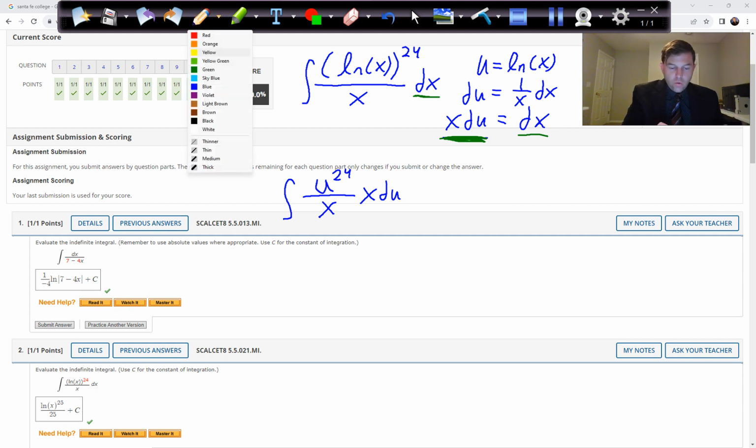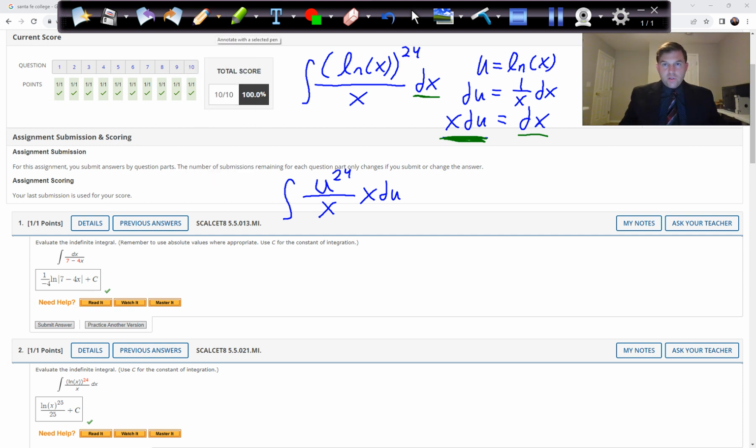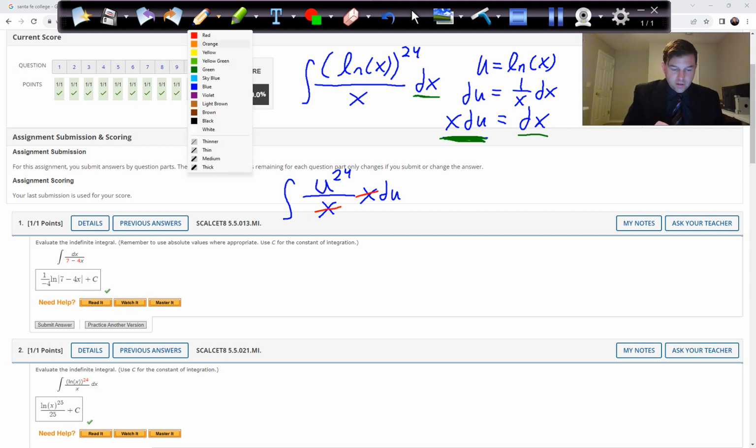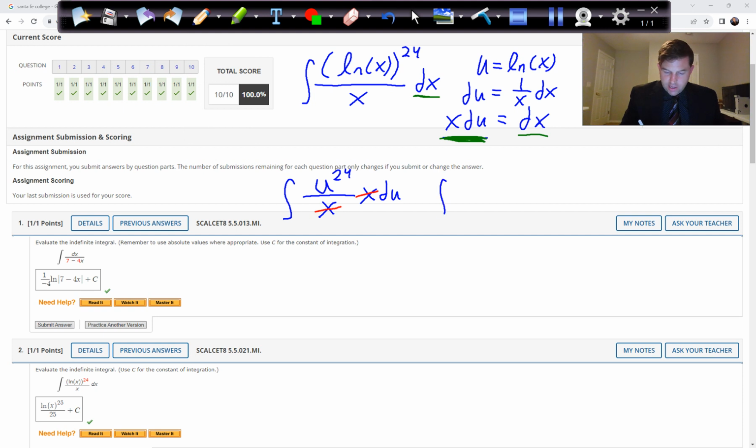And this should always happen if you've done this correctly. You'll always get the other letter to go away. So we don't want x's anymore, and it turns out that they will cancel. x on top, x on bottom. And we get the antiderivative of u to the 24th power times du.